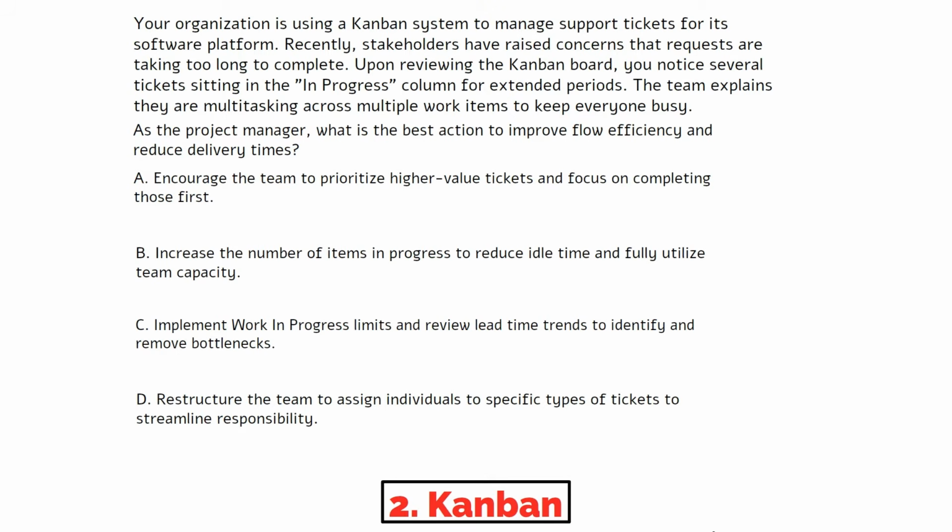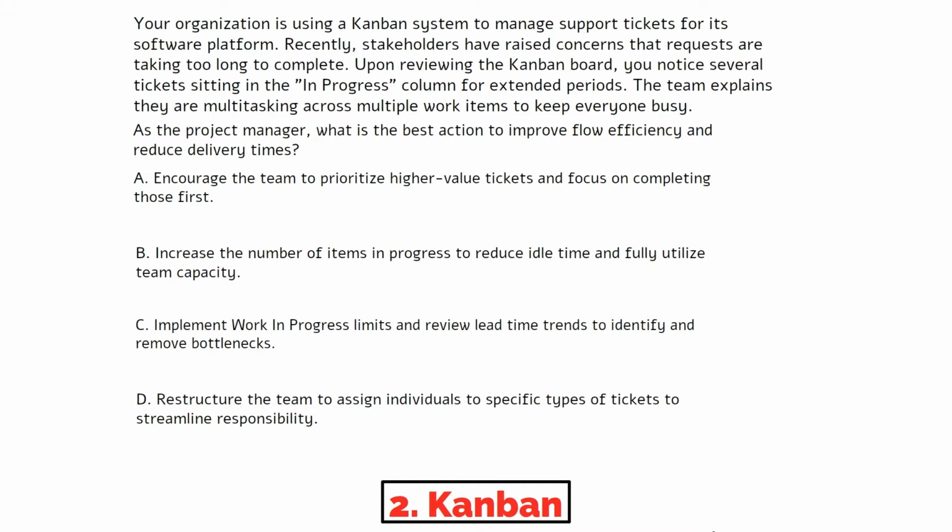Your organization is using a Kanban system to manage support tickets for its software platform. Recently, stakeholders have raised concerns that requests are taking too long to complete. Upon reviewing the Kanban board, you notice several tickets sitting in the In Progress column for extended periods. The team explains they are multitasking across multiple work items to keep everyone busy. As the project manager, what is the best action to improve flow efficiency and reduce delivery times?